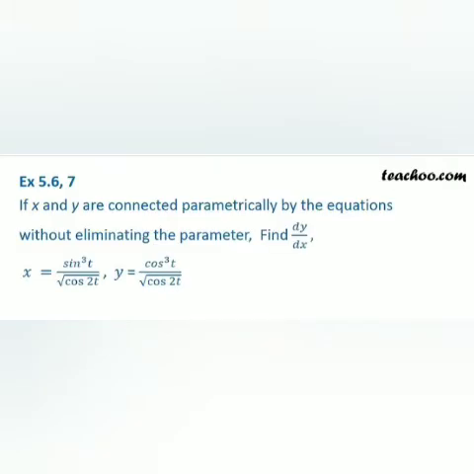Now let's take one more question. This is a bit lengthy as compared to question first and question second. Here x is equal to sine cube t divided by under root of cos of 2t, and y is equal to cos cube t divided by under root of cos of 2t, and t is the parameter.